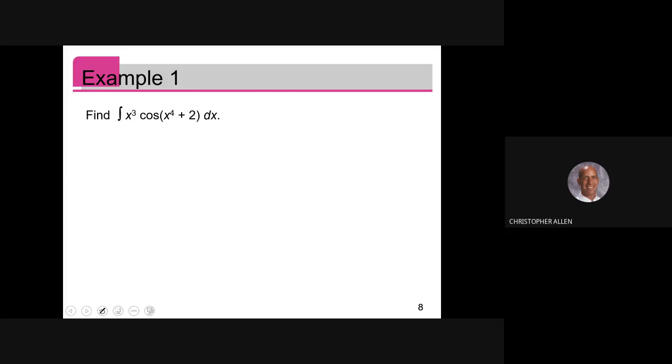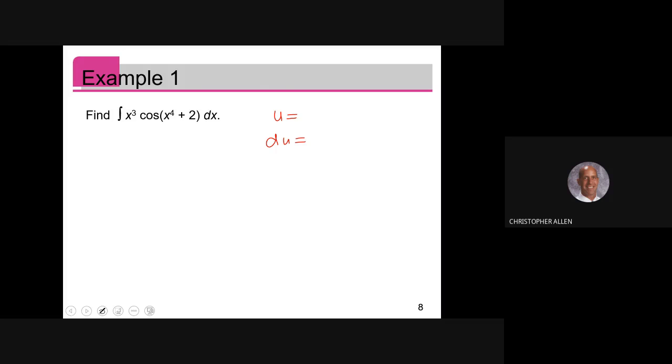So here's the first thing that we've got to do. The first thing that we need to do is think about what u is going to be. And I'll give you a hint on how you figure out what u is going to be. You want to also simultaneously think about what du is going to be.